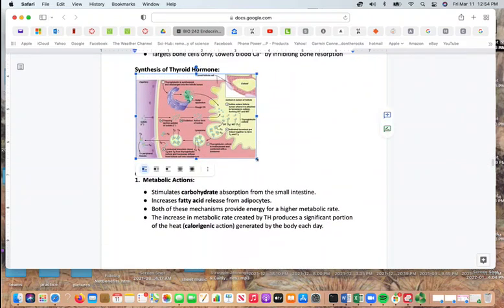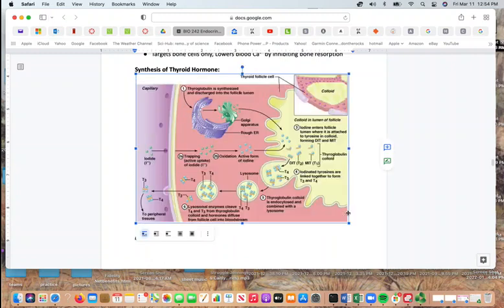So here we can see pathways of thyroid hormone production, where you've got the thyroglobulin that's synthesized and discharged into the follicle lumen. You're going to trap and take in the iodine. It's going to be oxidized to the active form. The iodine will enter the follicle lumen. It gets attached to the tyrosine.